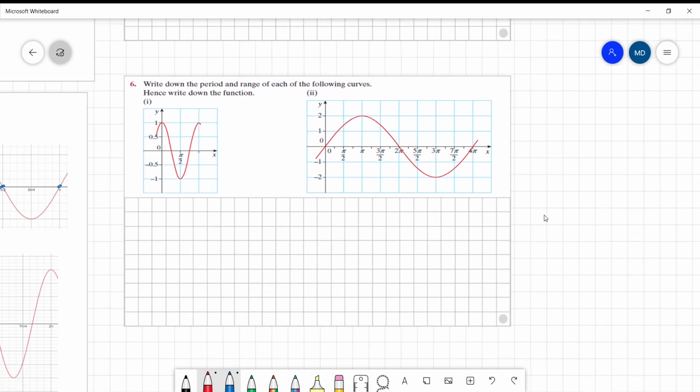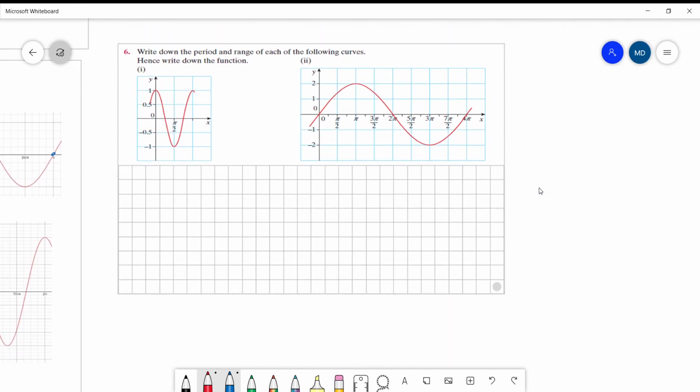Okay, so from there, we're going to write down the period and range of the curve. So you might be given a function or part of a function, and you need to be able to work backwards to find the period and the range. So we know the amplitude. Amplitude here is from 0 to 1, and 0 to 1 the other side. So the range will be -1 and 1. Okay, I could say b equals 1.